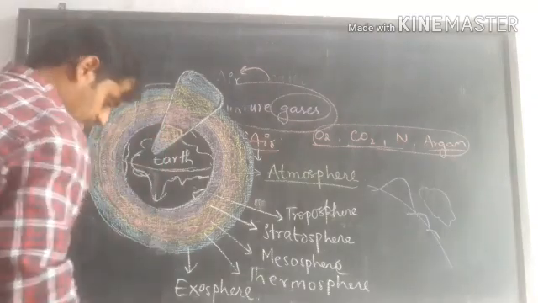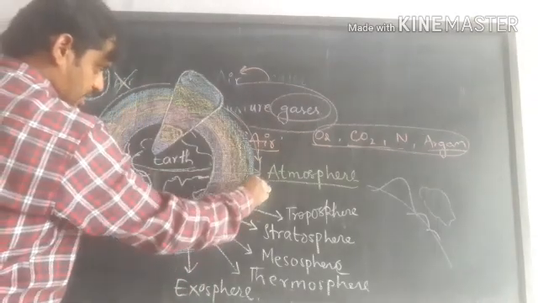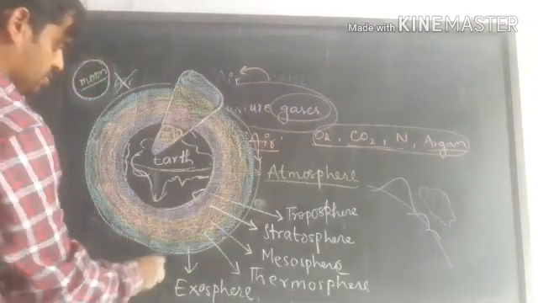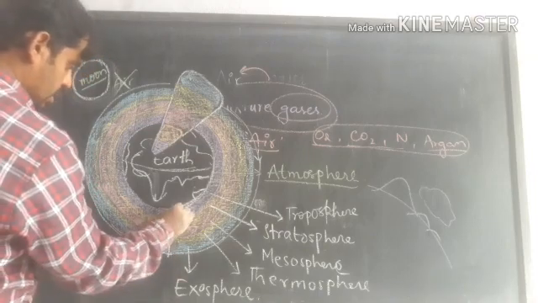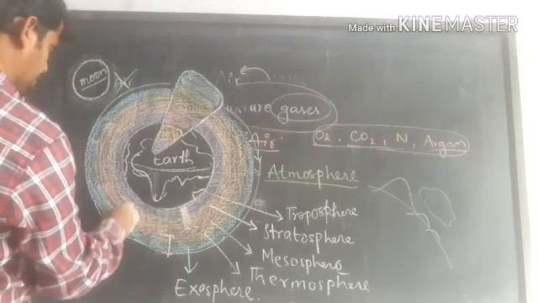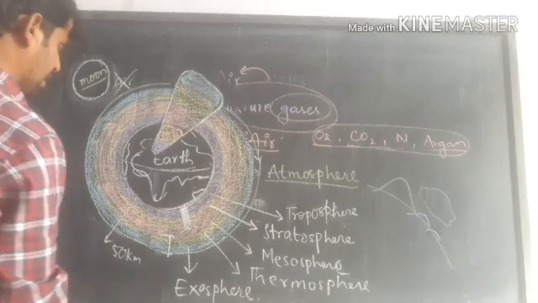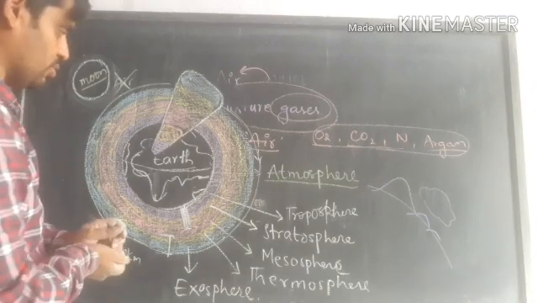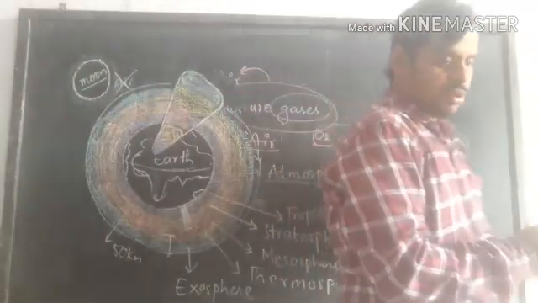Out of these, only the first 2 layers contain air. So from here to here it contains air, about 50 kilometers. It contains air, not more than this. Right? Let's come to troposphere.